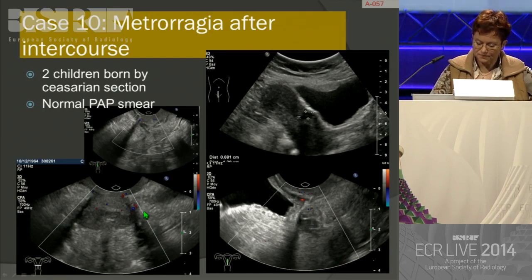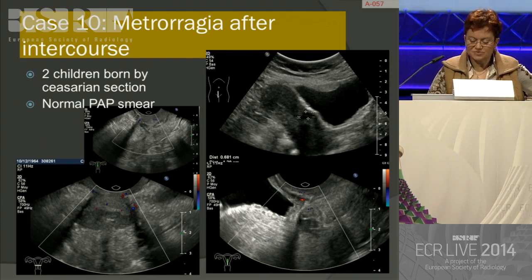Case 10. This is a 36-year-old patient with metrorrhagia after intercourse. She has 2 children born by cesarean section, and she has a normal pap smear. You can see a sagittal image through the vagina of the uterus, an axial image through the cervix, here again a transabdominal image, and a transvaginal image of the space between the bladder and the cervix.